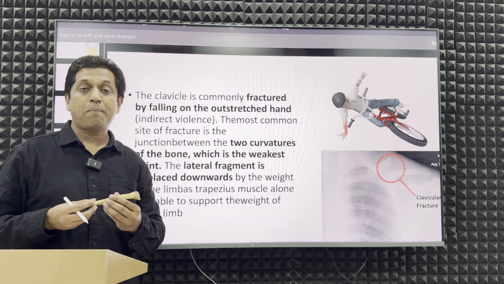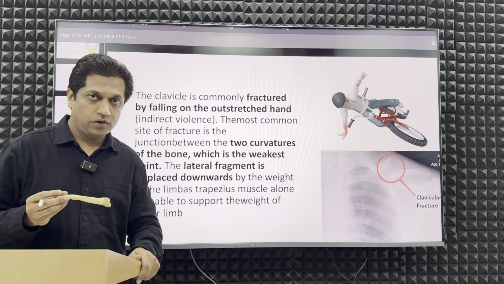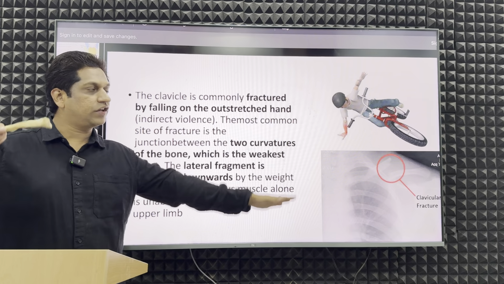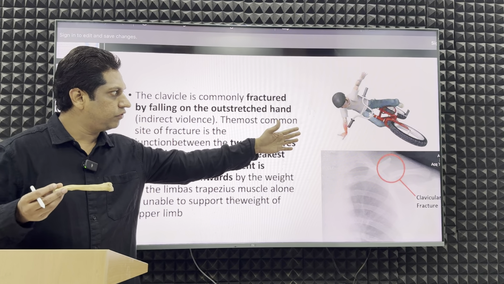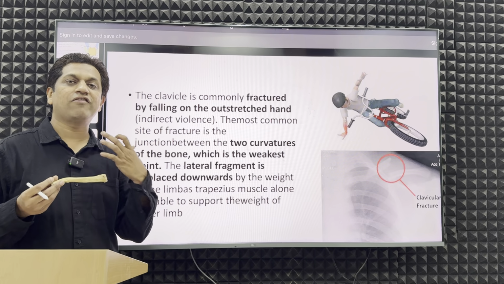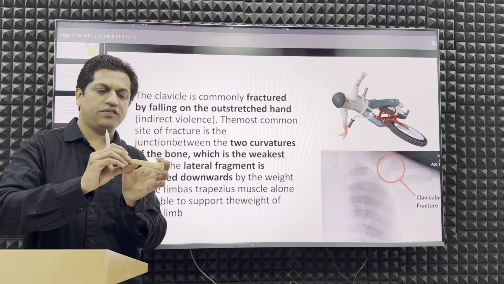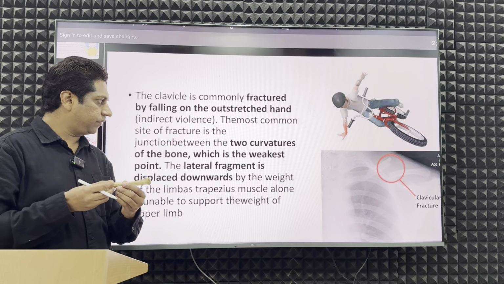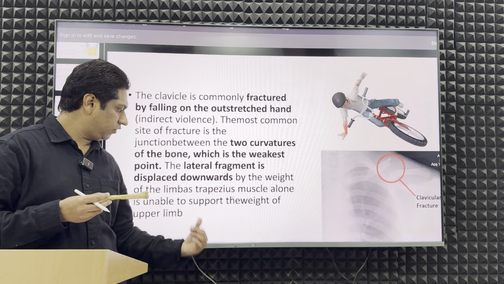Now, applied anatomy. What is the clinical significance of this bone? It is one of the commonly fractured bones, by falling on an outstretched hand, usually in young adults or teenagers. After a fall on an outstretched hand, the clavicle gets fractured, and the commonest site for the fracture is between the two curvatures, that is, between the medial 2/3 and the lateral 1/3. That is the commonest site, and the lateral fragment is displaced downwards by the weight of the limb.